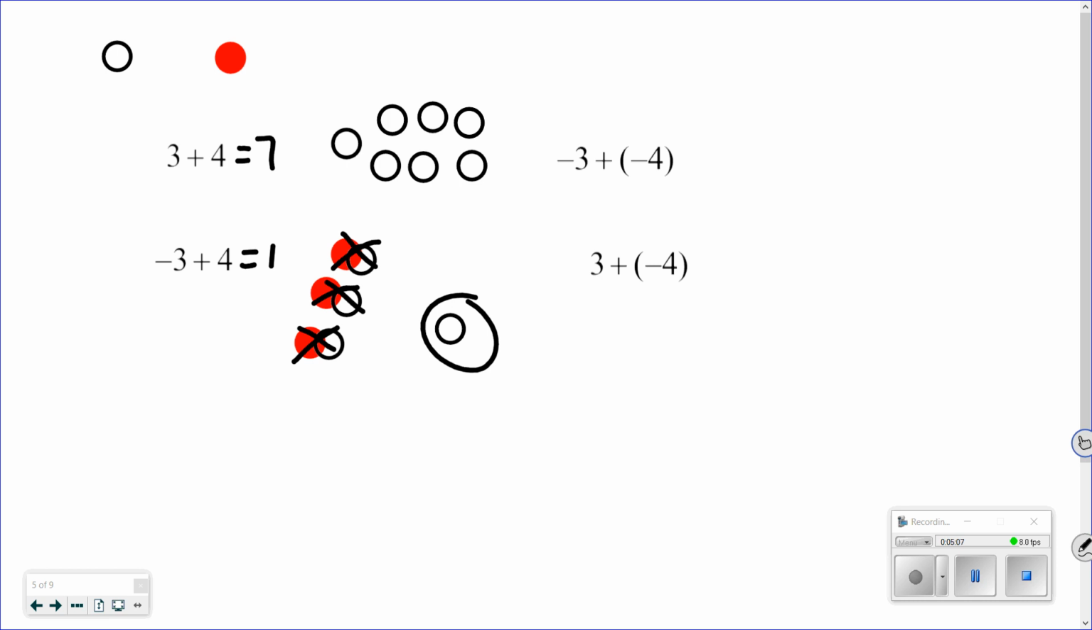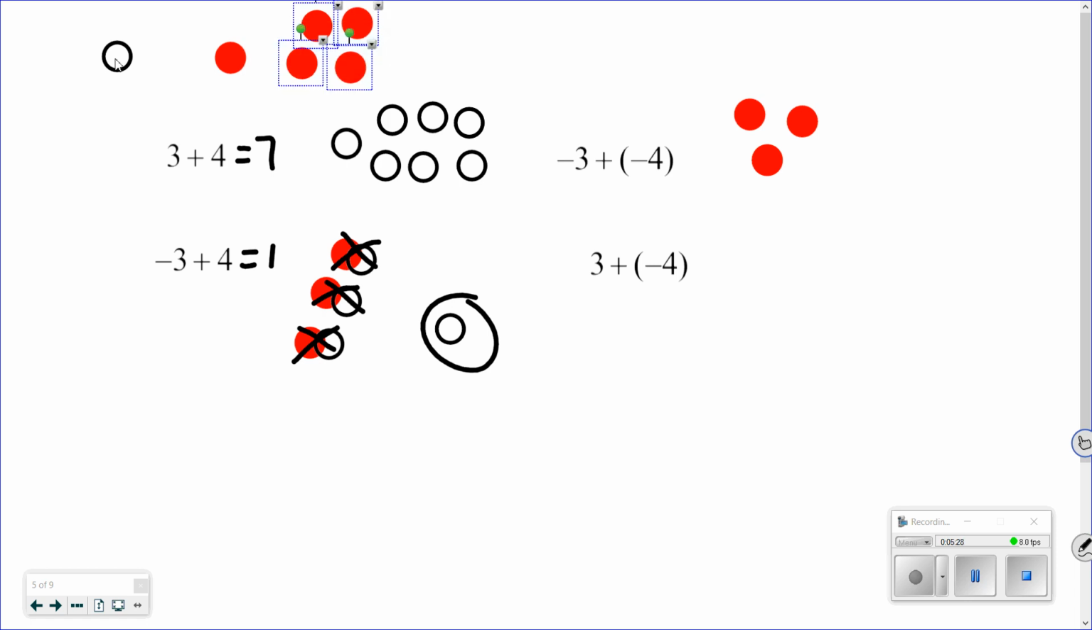So hopefully that can help us visualize a little bit what's happening. The 3 negatives are canceling out with 3 of the positives, just leaving us with 1 positive left over. In that third example, I've got negative 3, and I've got negative 4. Let's put them up over here.